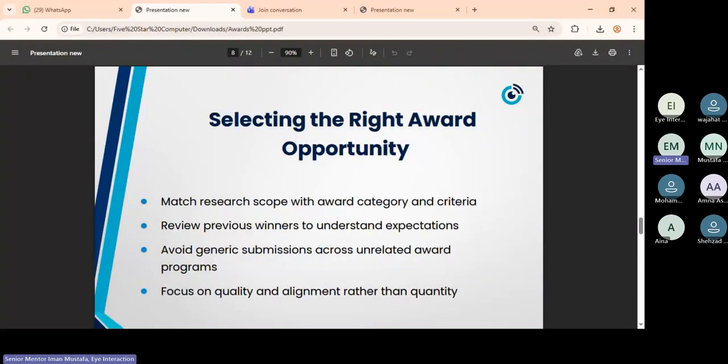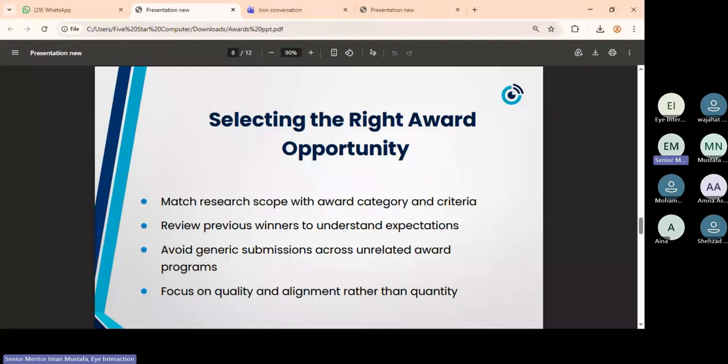Now, selecting the right award opportunity. So, how to choose the right award? Basically, many students make a mistake here. They don't apply everywhere. This is a very common mistake every student might make. So basically, you have to match your work with the right category.